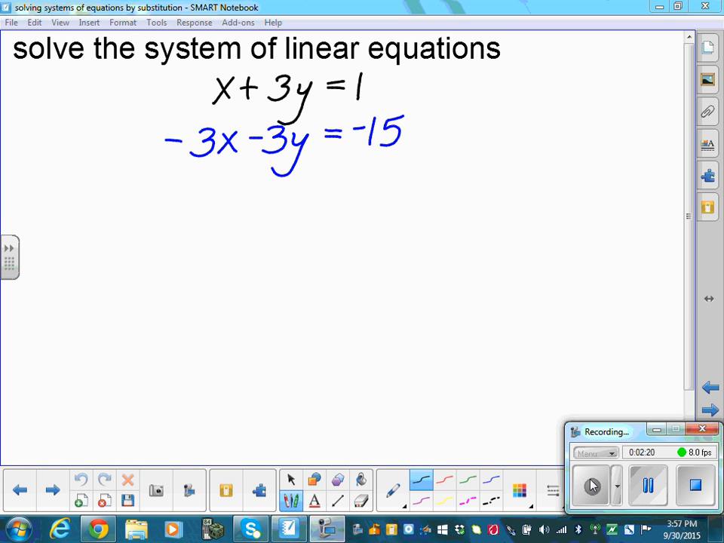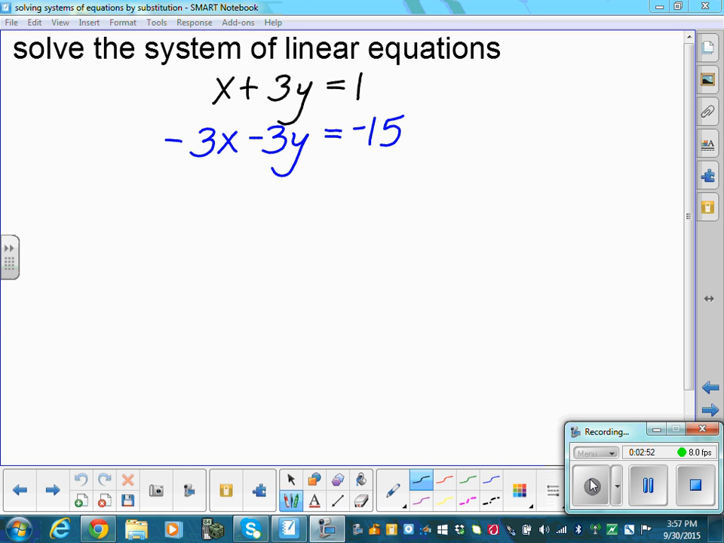All right, so it asks us to solve the system of linear equations. In our first equation, we're given x plus 3y is equal to 1. And in our second equation, we're given negative 3x minus 3y is equal to negative 15. Now, remember, we're trying to solve for x and y, where whatever we find as our answer will work in both equations. Today we're learning how to solve these by substitution.